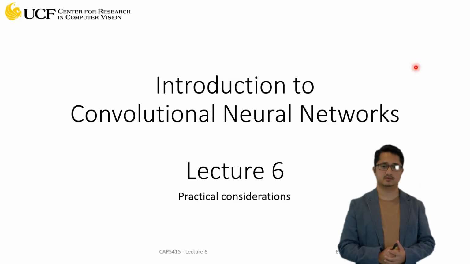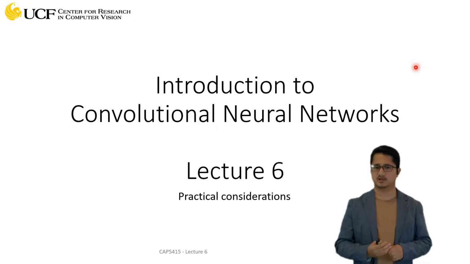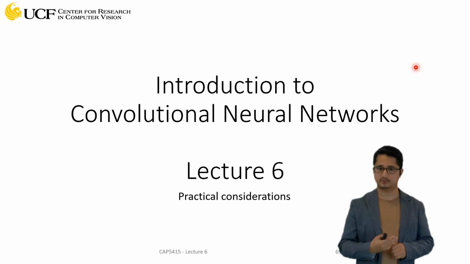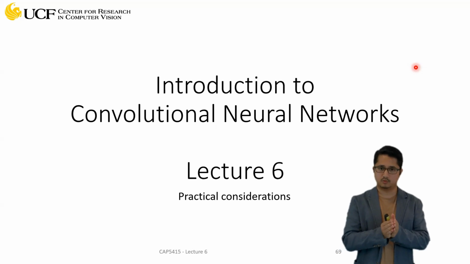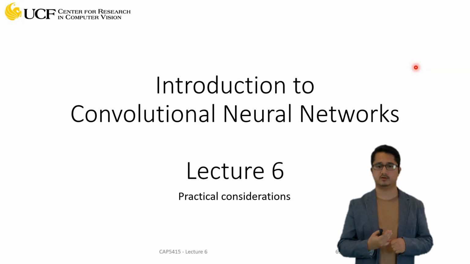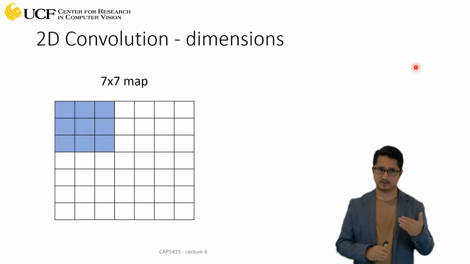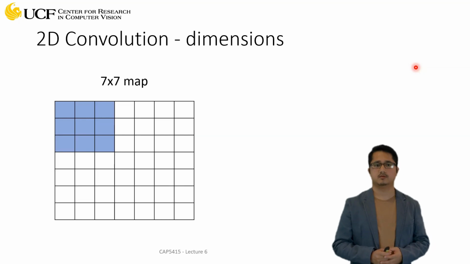The next part of this lecture is we'll talk about different practical considerations regarding the shape of those volumes. When we are moving from volume to volume inside a neural network, how is that shape actually controlled, and what can we do if we want any specific shape? Okay, so let's go over this convolution operation again.